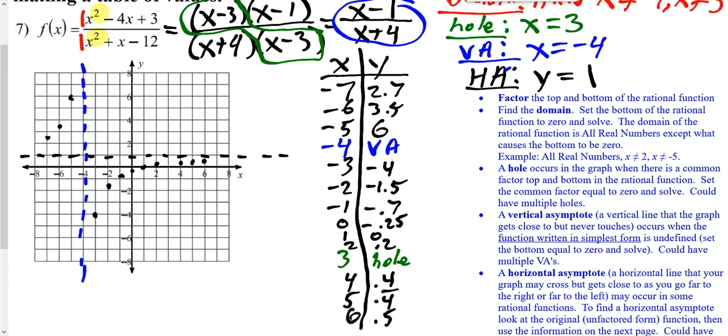So now I'm going to go ahead and draw this in. I have my nice smooth curve here. But remember at 3 you have a hole, so basically you just leave a little open circle connecting both parts there for your hole. And that's how you graph rational functions.